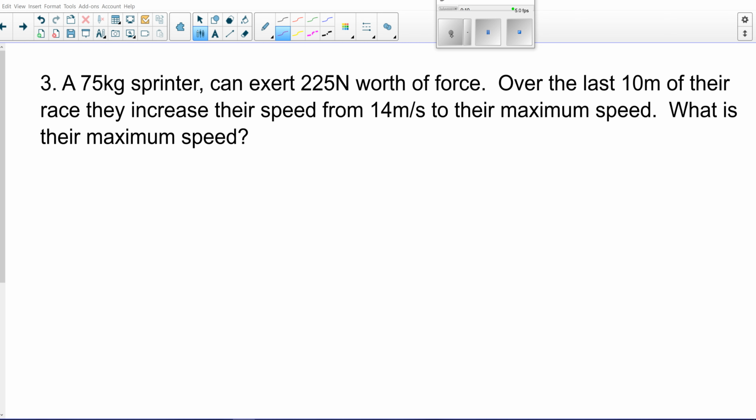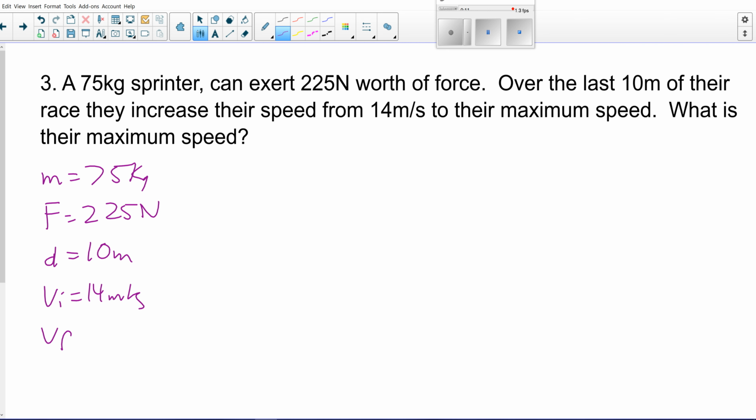All right, so obviously our givens are, we know the mass, 75 kilograms. Okay, we know the force, 225 newtons. Okay, and we know the distance is 10 meters. We know their initial speed is 14 meters per second, and we're looking for their final speed. All right, so from walking around, I've seen that everybody has identified that there was the kinetic energy that was changing. People got to this step here, okay, where they said that's EK final minus EK initial, and then everyone got to the next step as well, where they had the formulas expanded out.